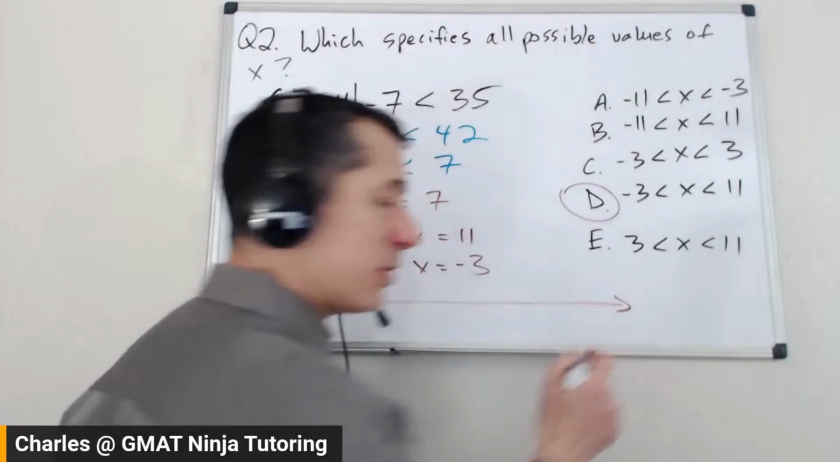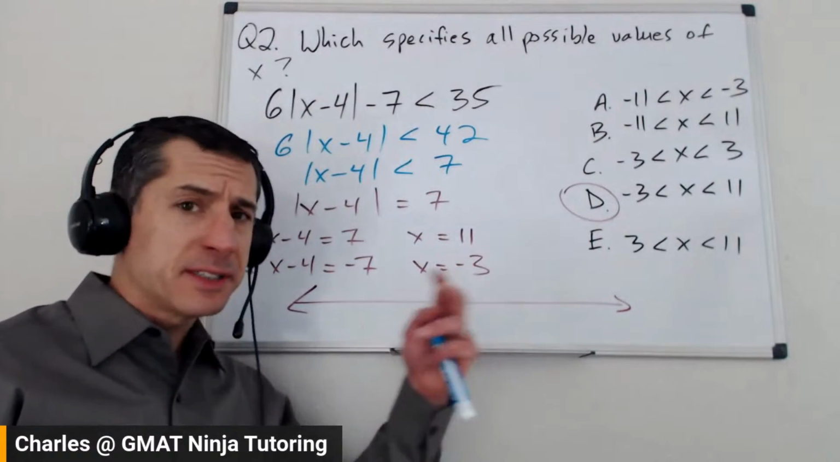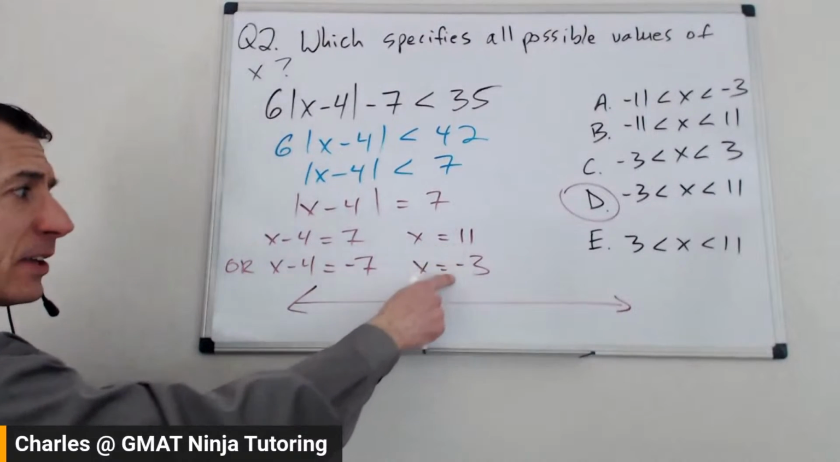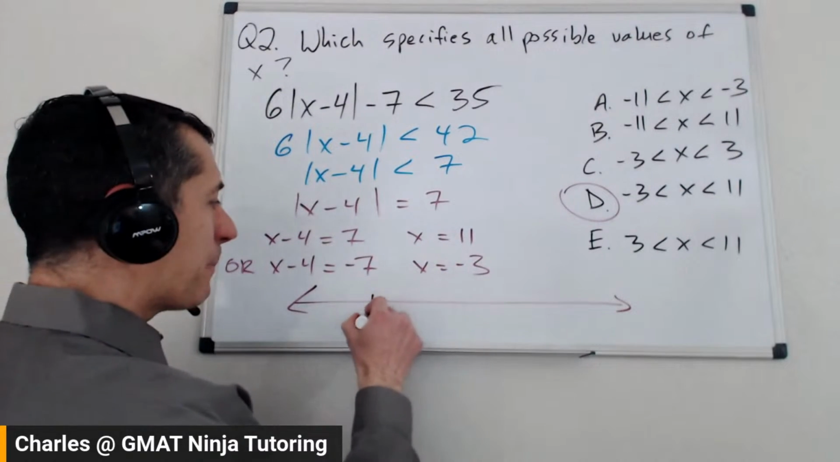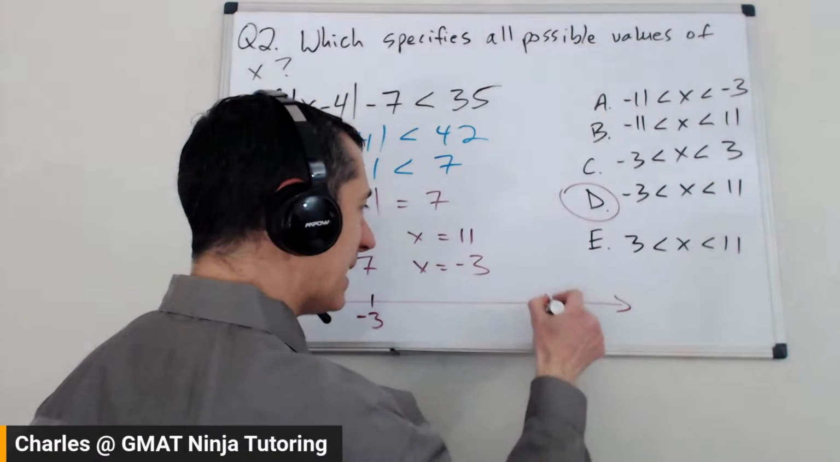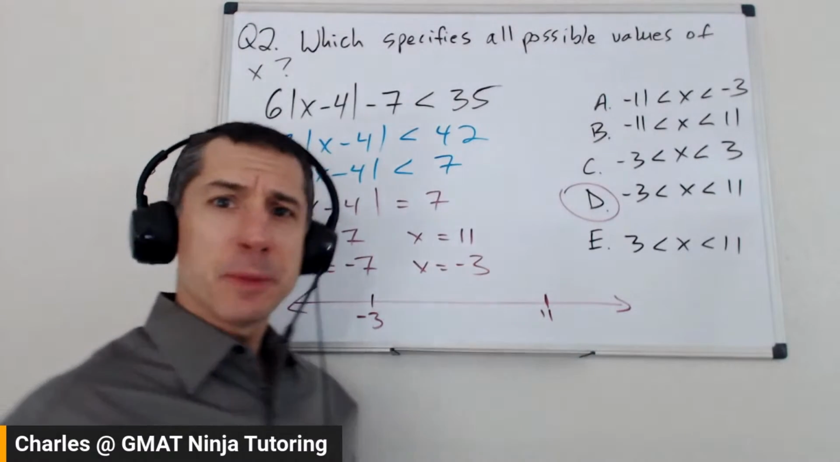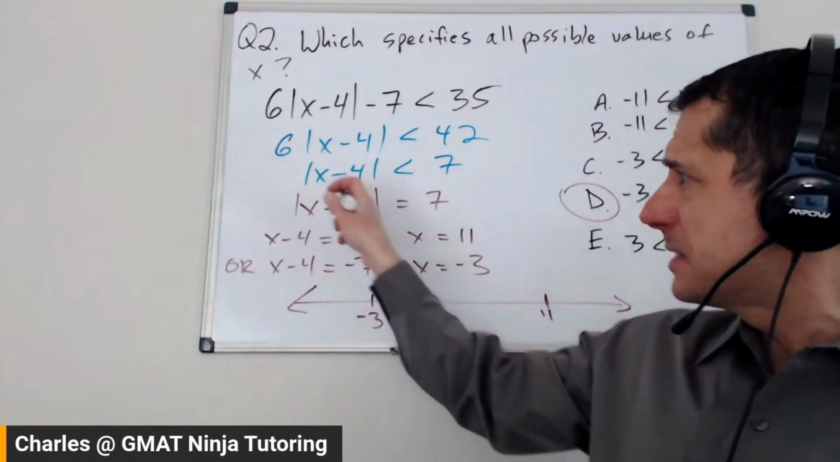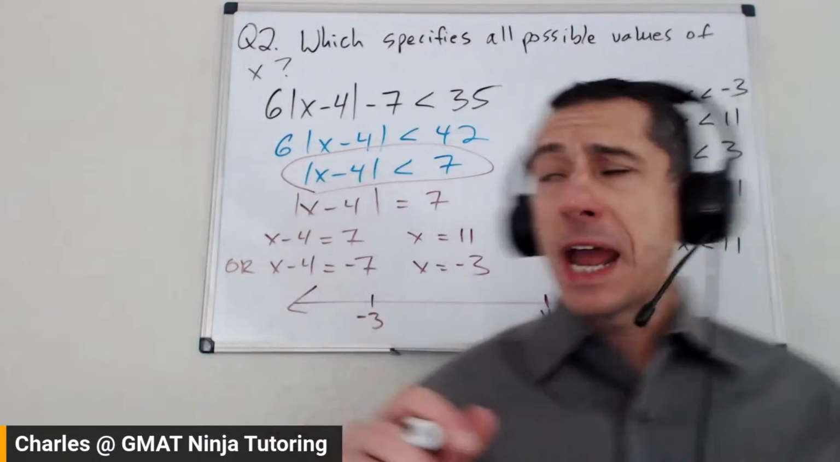Here's what I would do. Here's kind of the general tool that can help you on a variety of questions, data sufficiency or problem solving. I know that these are two critical values for the inequality. Something happens at negative 3, something happens at 11. And now use your human brain, meaning just be intuitive. Just think through, like, let's come back to this inequality here. All right, what could x be?